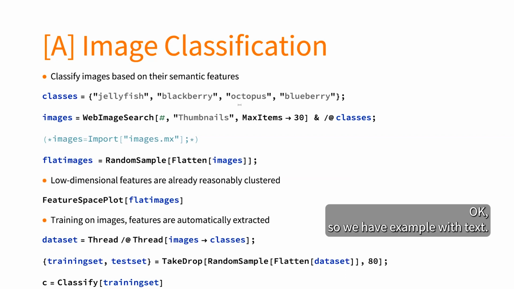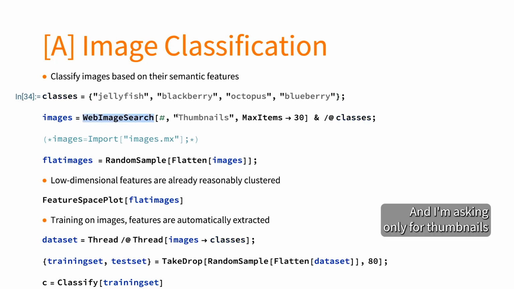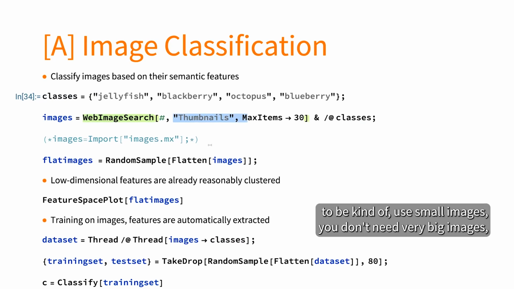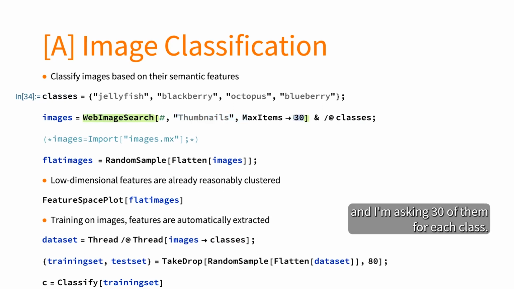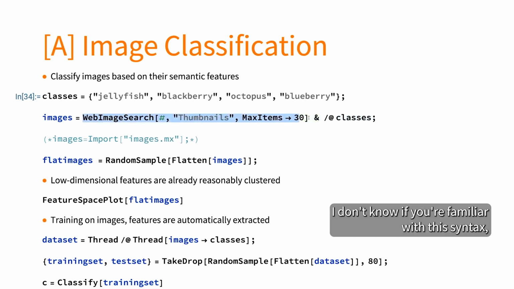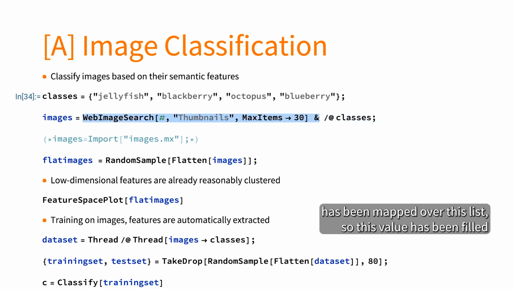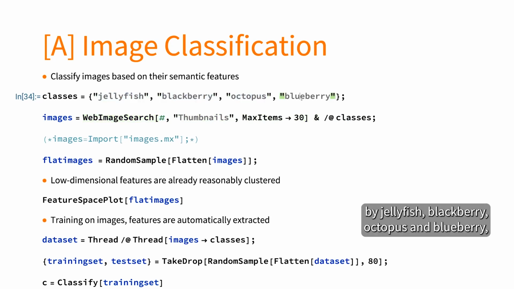Okay, so we had an example with text. Let's see an example with images. I'm using another API here, web image search, and I'm asking only for thumbnails, so small images. You don't need very big images, and I'm asking for 30 of them for each class. I don't know if you're familiar with this syntax, this is a map function. Sorry, this is a map infix, a shorthand meaning this function has been mapped over this list. So this value is being filled by jellyfish, blackberry, octopus, and blueberry.